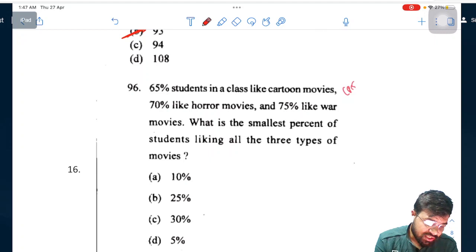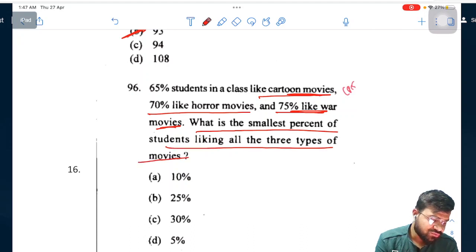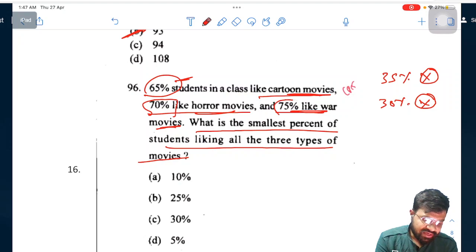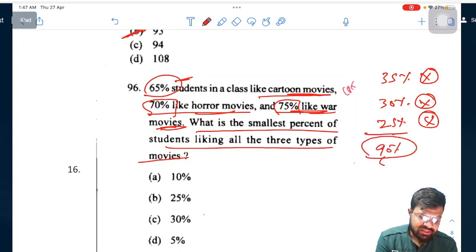60% of the students in class like cartoon movies, 70% like horror movies, and 75% like war movies. What is the smallest percent of students liking all the three types of movies? Okay, so let's see, 60% of students like cartoon movies. That means 40% don't like cartoon movies. 70% like horror movies. That means 30% don't like horror movies. 75% like war movies. That means 25% don't like war movies. This number is 90%.